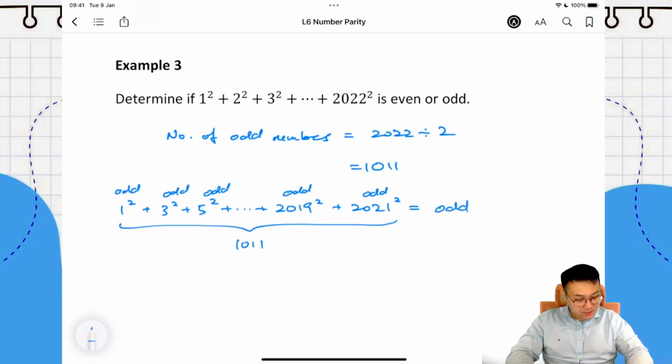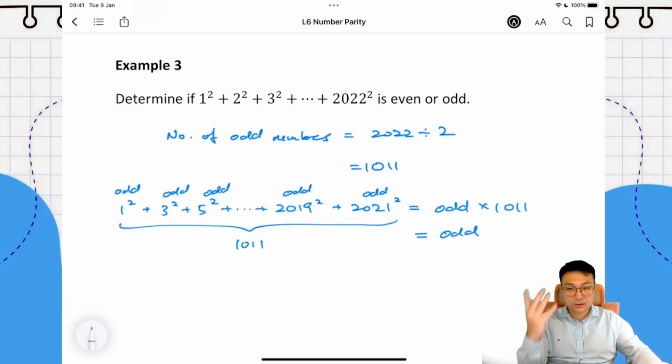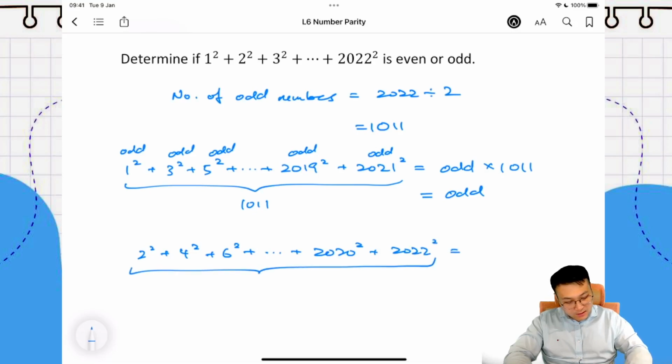How many odd numbers are you adding together? 1011. Do you think the outcome is odd or even? This is odd. This is also odd, right? 1011 is also odd, right? Odd. Yeah. Okay, the outcome is odd. Now let's look at the even numbers. 2, 4, 6, all the way till 2020, 2022. How many even numbers are there here altogether?